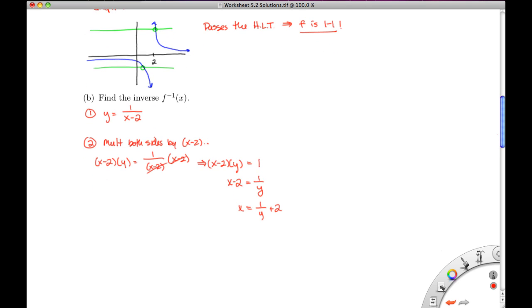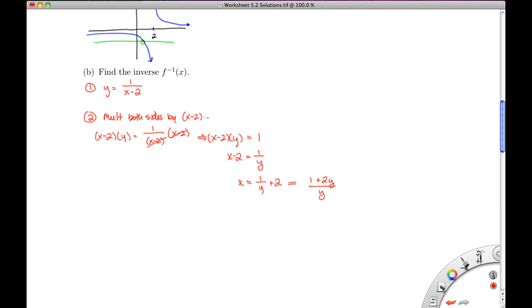Now you may have done it another way. You may want to find a common denominator, but if you did, you may have gotten an inverse, or the right side may have looked more like this: 1 plus 2y divided by y. These are both the same thing, so either one of these would be appropriate solutions here.